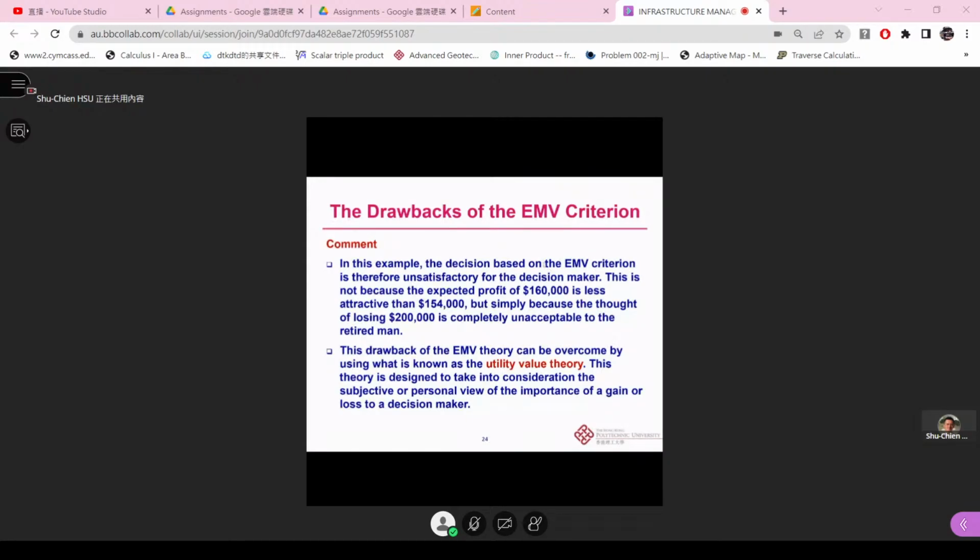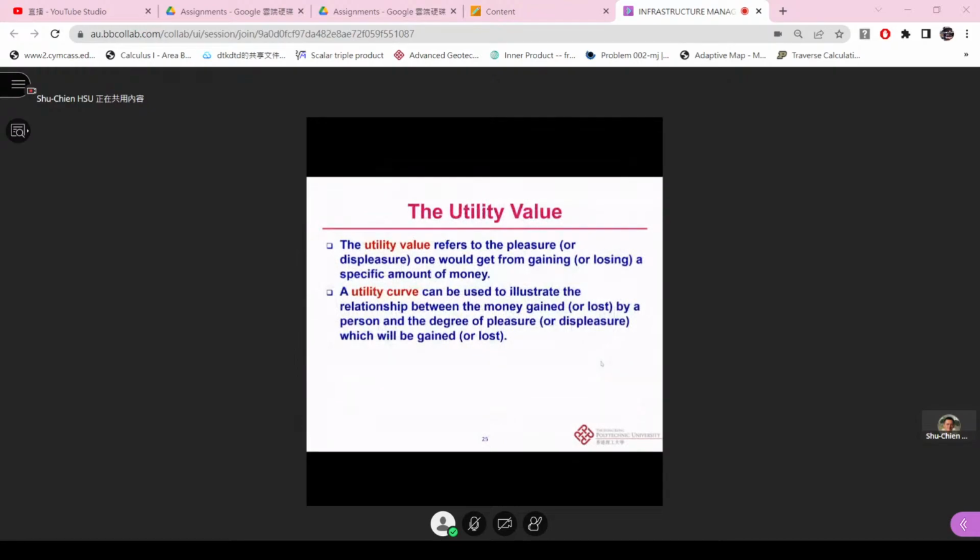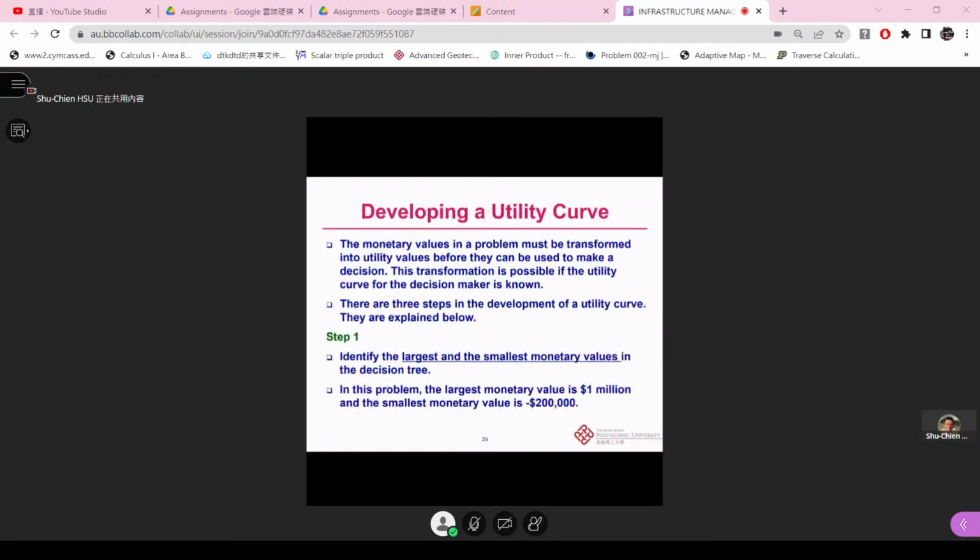In the following lectures, I will tell you how we can convert those EMV values to EUV so that we can take this subjective view into account for decision making. The utility value refers to the pleasure or displeasure we get from gaining or losing a specific amount of money. And the utility curve can be used to illustrate the relationship between the money gained or lost by a person and the degree of pleasure or displeasure gained or lost.